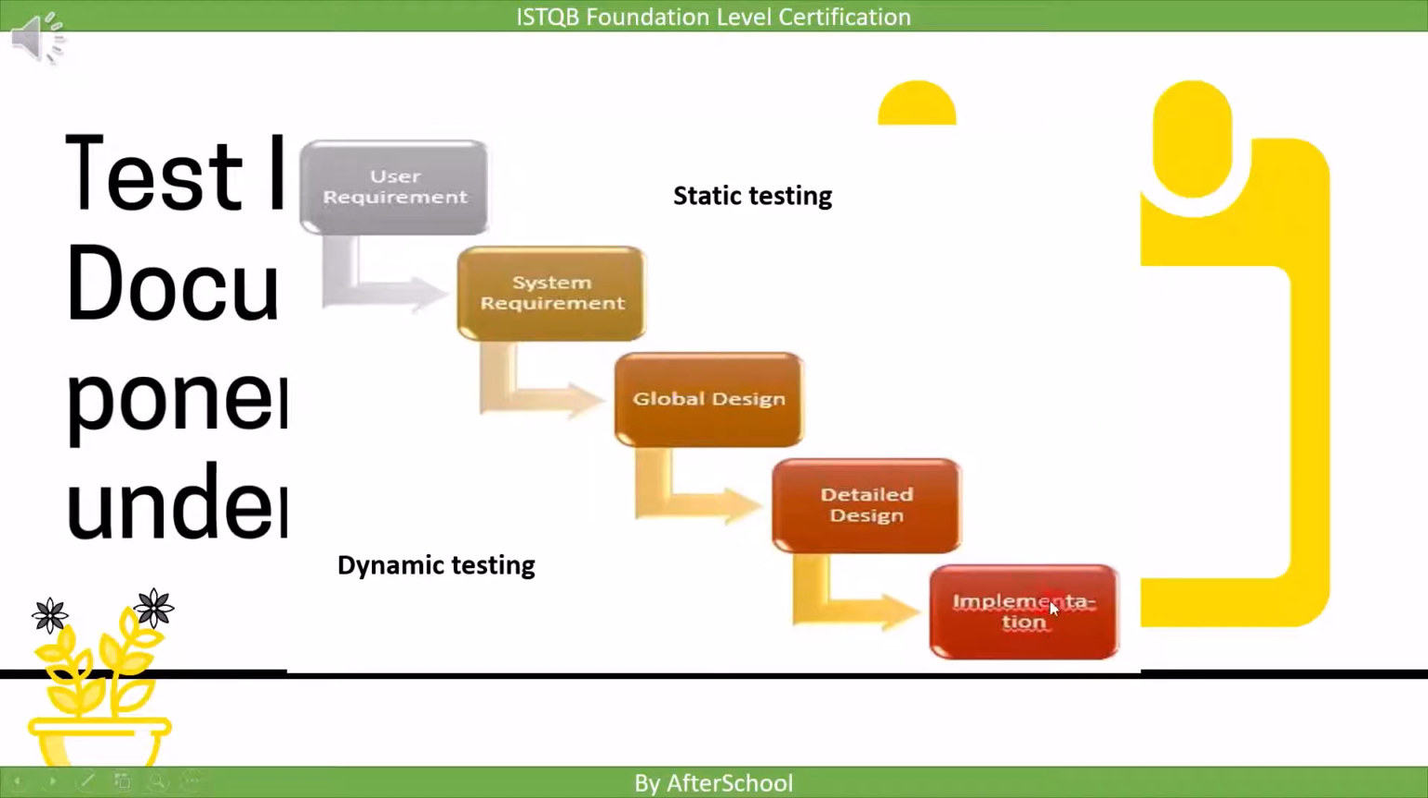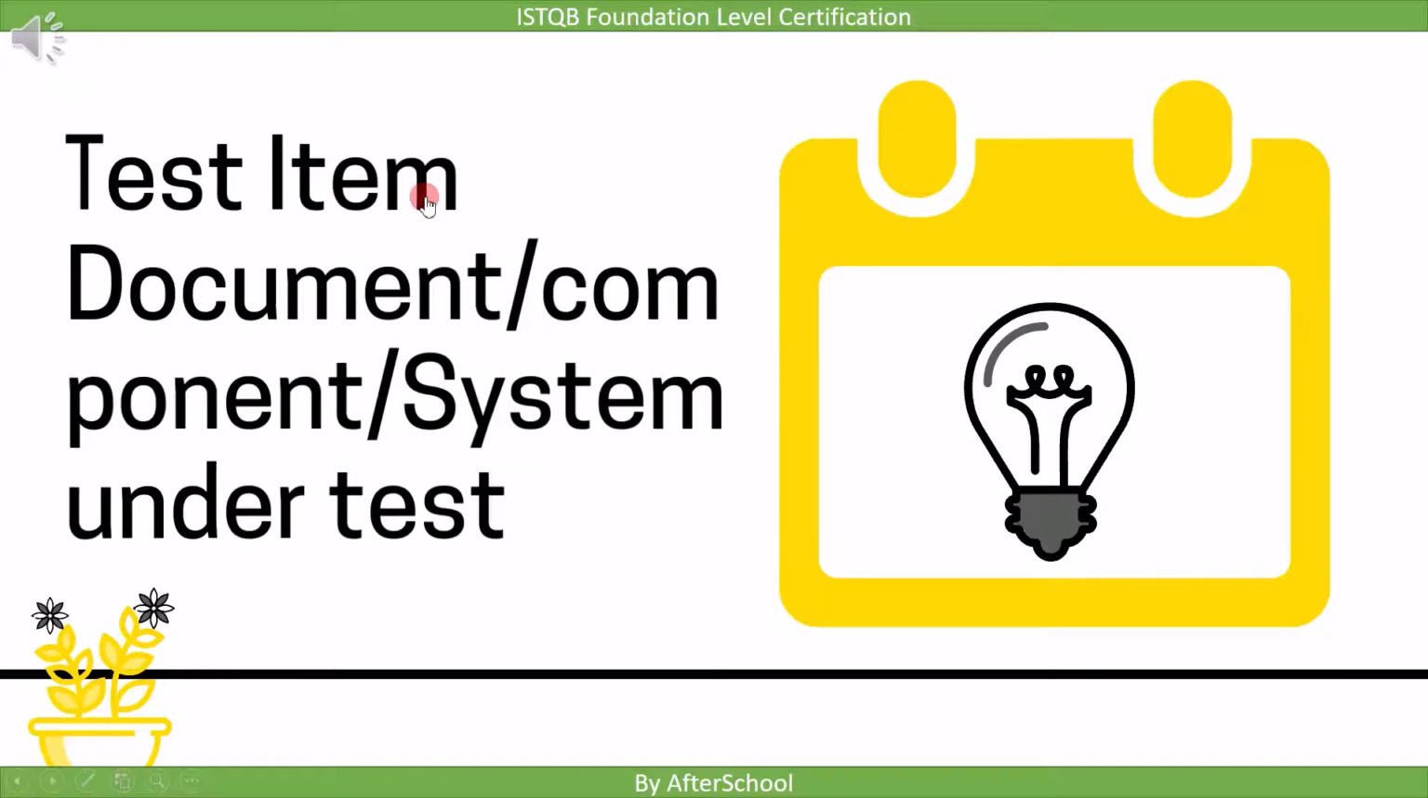Similarly, if we are in implementation stage, output of this stage is code. And if we want to perform testing on it, then code is test item here. So output of the stage is called work product, and if testing is performed on it, then it is called test item. So we can say any document or component or system which is under test is called test item.